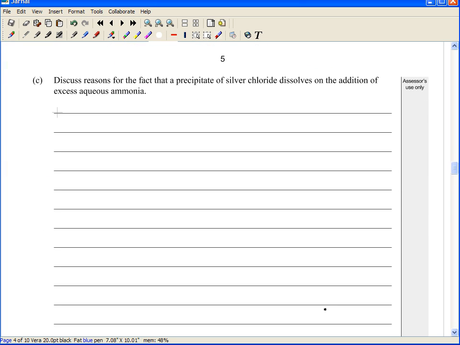Discuss the reasons for the fact that the precipitate of silver chloride dissolves on the addition of excess aqueous ammonia. Okay, this is bringing us right back to the atomic structure and bonding things we looked at earlier, and the complex ions. We didn't actually need to know too much about complex ions. It's great if we do. We just need to basically talk about the fact that either the silver concentration or the chloride concentration is going down.